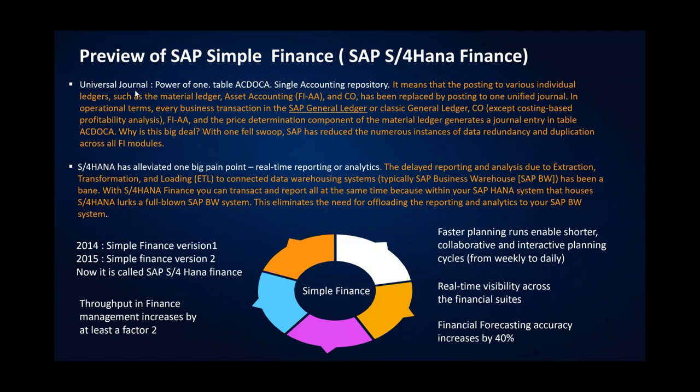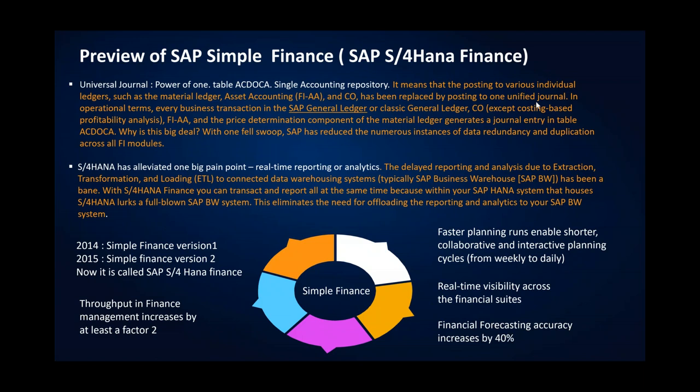Now, SAP, look at here. There is a concept called Universal Journal. This is one of the fundamental changes SAP has brought in, with the power of one table, ACDOCA. This is the table, the single accounting repository. In Simple Finance there are so many things we can talk about, but one of the primary and fundamental changes is the move to the Universal Journal. Now what is the Universal Journal? Earlier, posting went to various individual ledgers: material ledger, asset accounting, controlling, and all those different sets. Now it is posting to one unified journal.